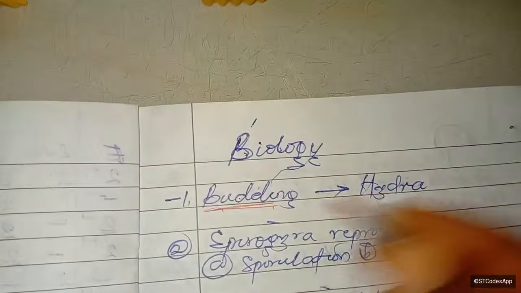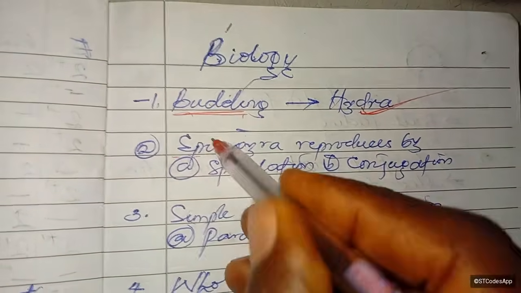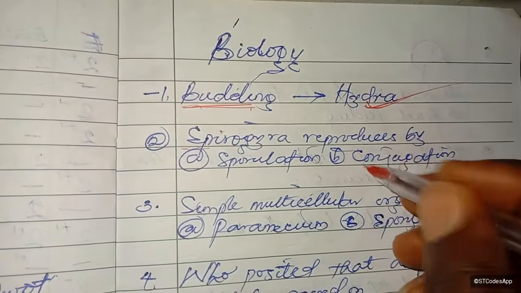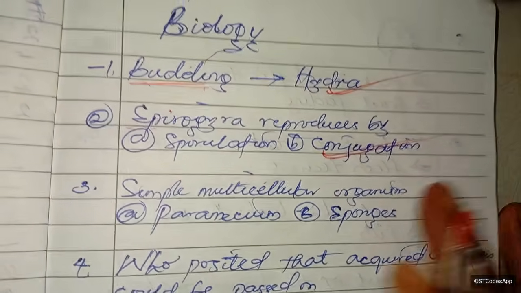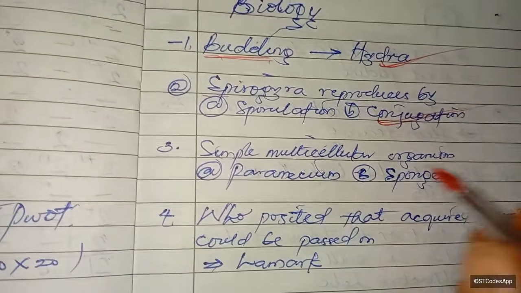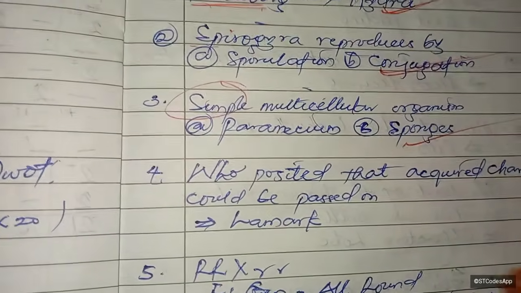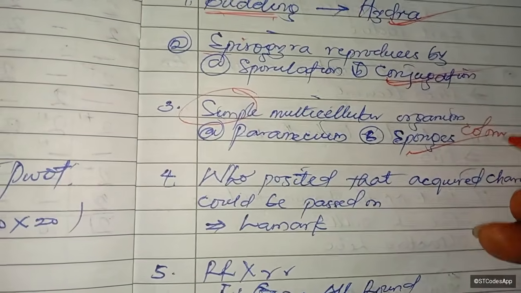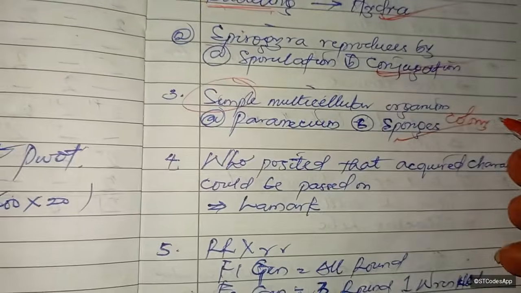Which one is likely to form a bud? Hydra. Hydra reproduces by budding. It's a form of asexual reproduction. Spirogyra reproduces by conjugation. Conjugation is a special form of sexual reproduction. And simple multicellular organisms. Which one is simple yet multicellular? That is sponges. It exists as a colony. Exactly, it exists as a colony. He also mentioned something in English about this colony.